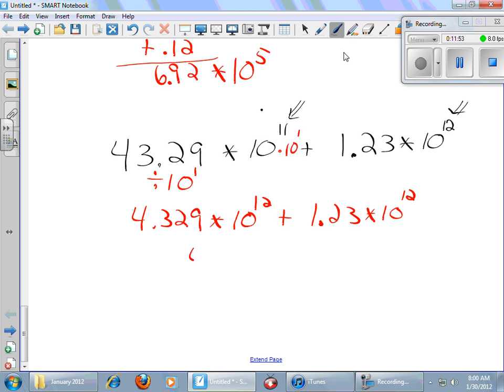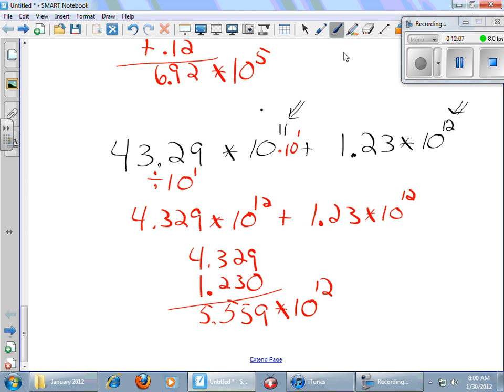So I can go 4.329 plus 1.23. I'll get a 9, I'll get a 5, another 5, and a 5. And that's 10 to the 12th. Now I always want to check and make sure my answer is in scientific notation, in which case it is.